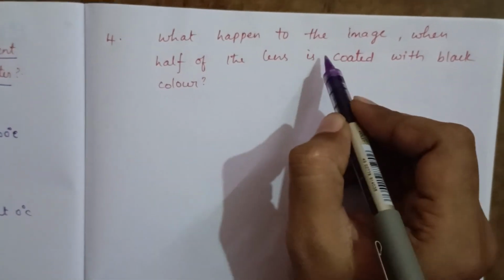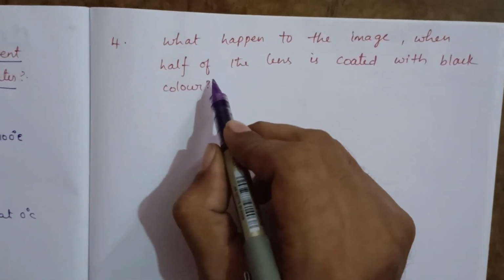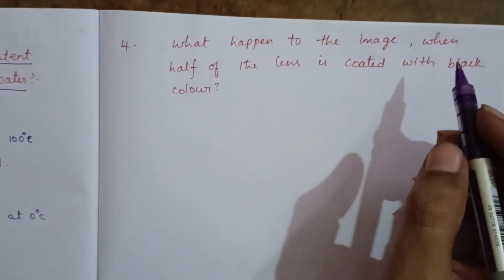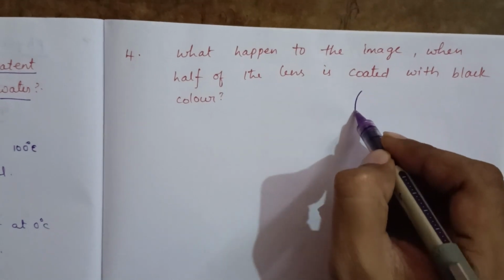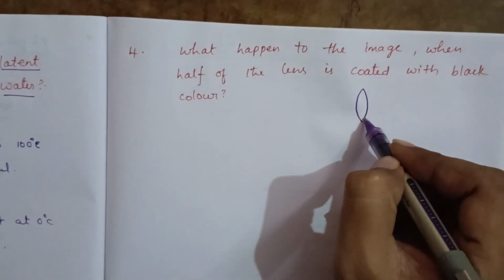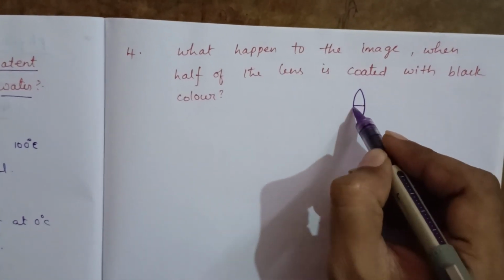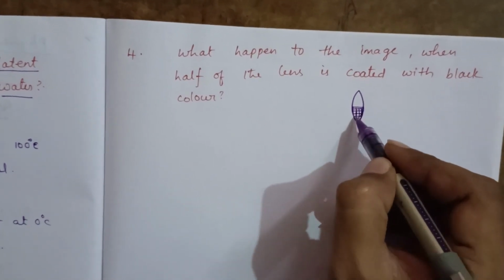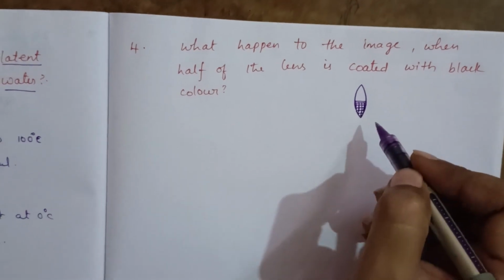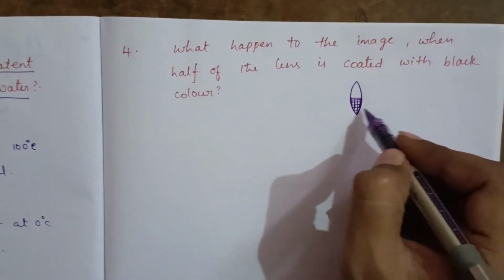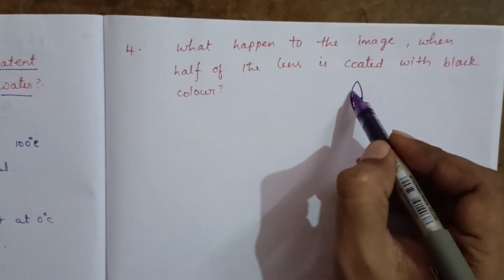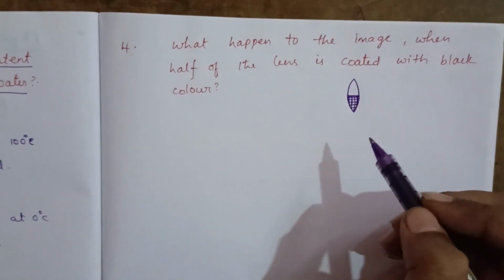Next question: what happens to the image when half of the lens is coated with black color? For example, half of the lens is coated with black color. Through this part, light rays will not pass. But we know each part of the lens can give you an image.